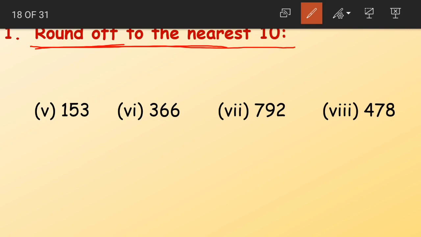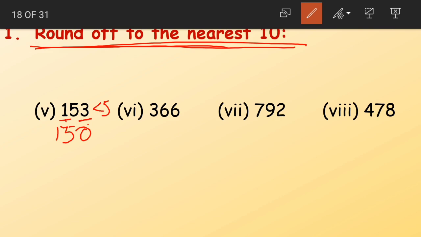153. Round off to the nearest 10. What should we do? We should look at the digit in the units place. It is 3, less than 5. So we'll write the remaining digits the same and simply replace the units digit with 0. Yes, 153 will become 150.